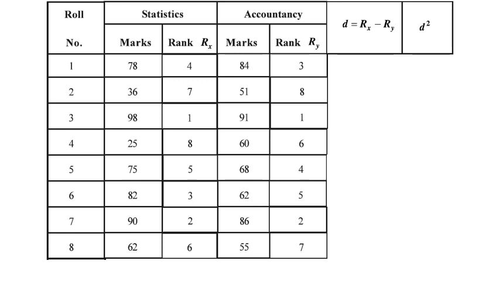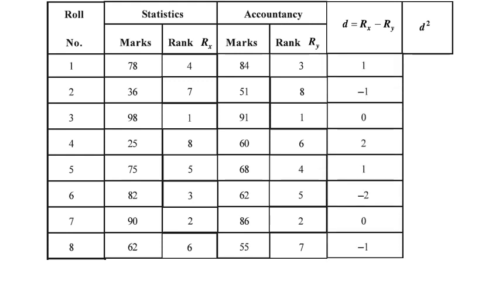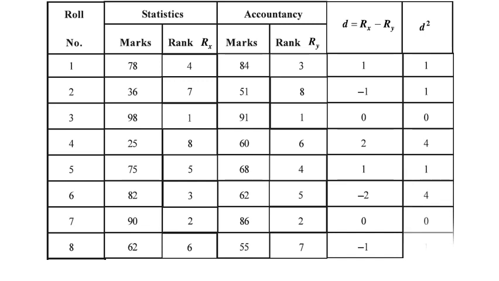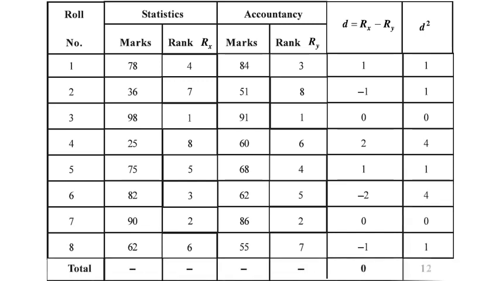Start by writing down two columns D and D square. D is the difference of the ranks, the difference of Rx and Ry. You have to make a difference of the two columns, which you have already studied in the previous tutorial. After finding the difference, make a square. After getting the square of the differences, make a total of the differences and the squares, and that way you are ready to move on.